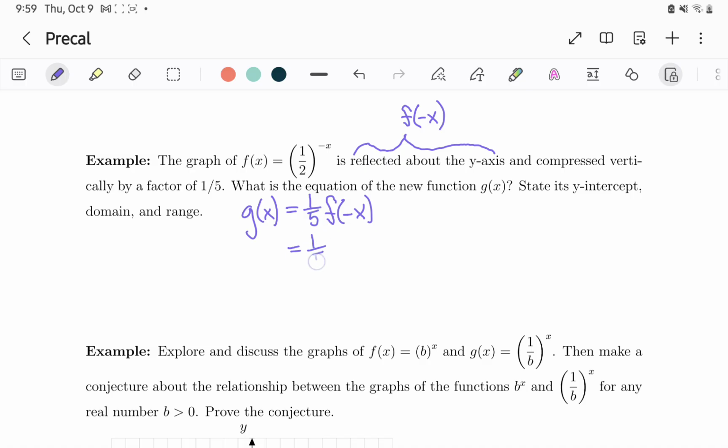So we'll have 1/5 out in front still, and then f of x equals 1/2 to the minus x, so we'll have 1/2 to the minus, and then minus x, since we have f of negative x. And then we can, of course, simplify the double minuses in the exponent there to rewrite this as 1/5 times 1/2 to the x.